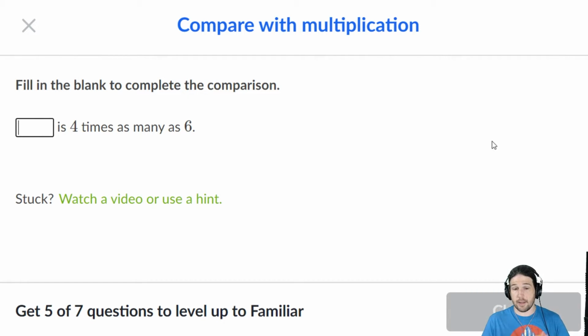Straight up, an equation is a sentence. A sentence is an equation. What is 4 times as many as 6? 24 is 4 times as many as 6.